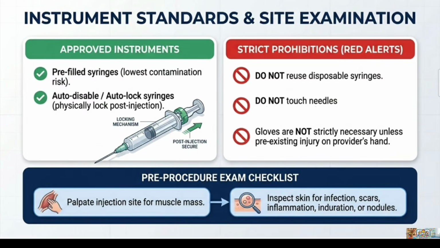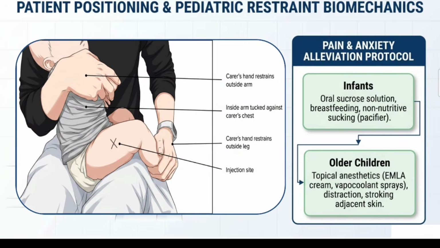Some pre-procedure exam checklist. Palpate the injection site for muscle mass and inspect skin for any infection, scars, inflammation, induration or nodules. Patient positioning and pediatric restraint biomechanics is very important. If the patient is smaller, the patient should be restrained in the mother's or father's lap.